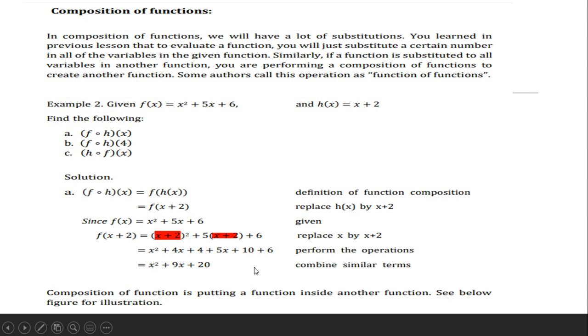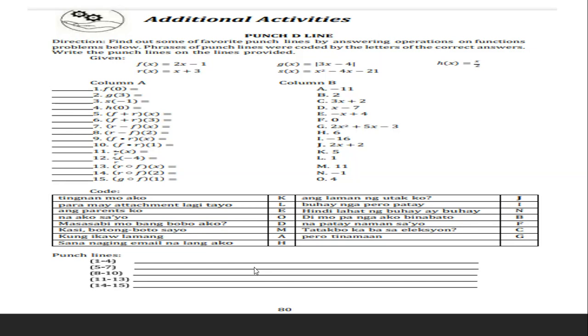That's composition of functions. So, ito yung pinapagawa ko naman sa inyo, which is column A, column B. I-match niyo lang yan. So, f of 0. Okay, so substitute 2 times 0 minus 1. So, asan diyan yung sagot? So, ilalagay mo doon yung sagot kung A, B, C, D, F, G hanggang O or kung alin diyan ang sagot sa 1 to 15. Then, after that, you have to write the punchline. So, yung sagot sa 1 to 4, ilagay yung punchline diyan hanggang mabuo niyo ang punchline.